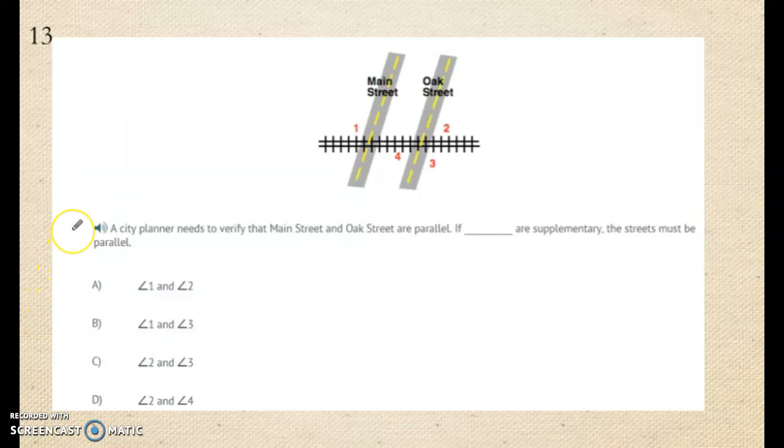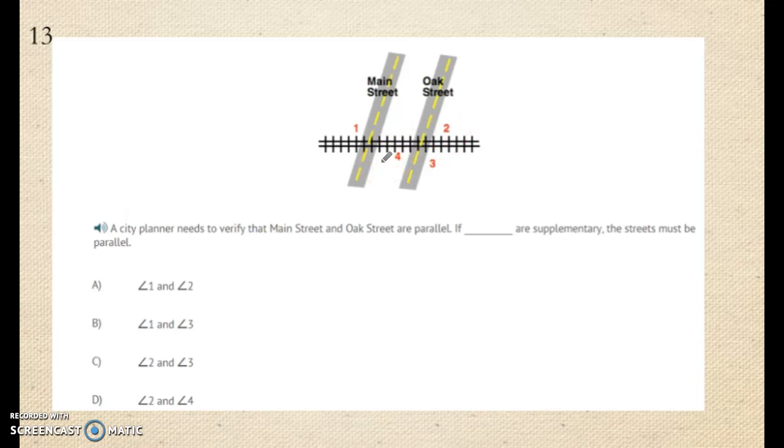Number 13. A city planner needs to verify that Main Street and Oak Street are parallel. If blank are supplementary, the streets must be parallel. Alright, so we're trying to figure out if these two streets are parallel. Let's look at our options. 1 and 2 versus 1 and 3, 2 and 3, and 2 and 4.